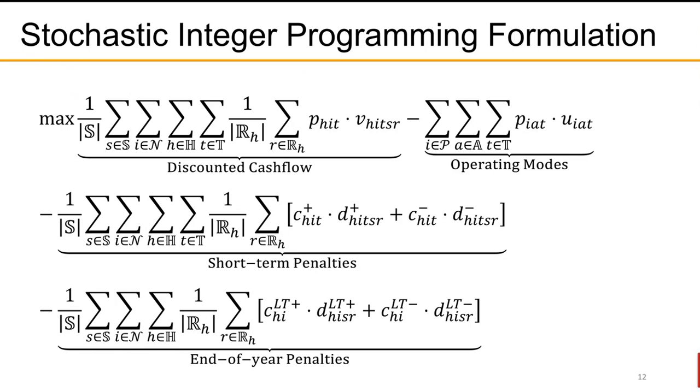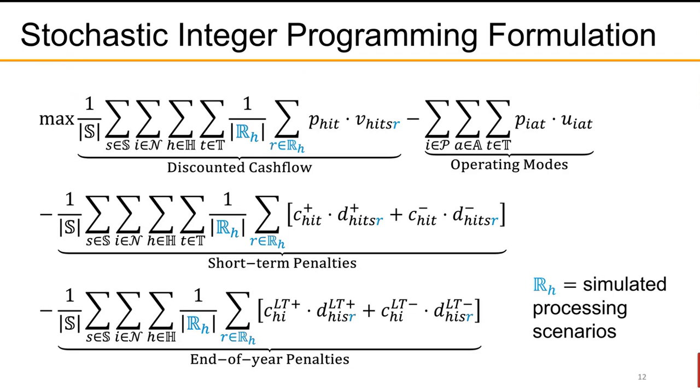And then the second source of penalties is what I'm calling the end-of-year penalties. And that's about complying with targets that we get from the long-term plan. So, for example, if the long-term plan says we want a certain amount of material to be in a stockpile by the end of the year, then we want the short-term plan to comply with that. So we're going to penalize any deviations there.